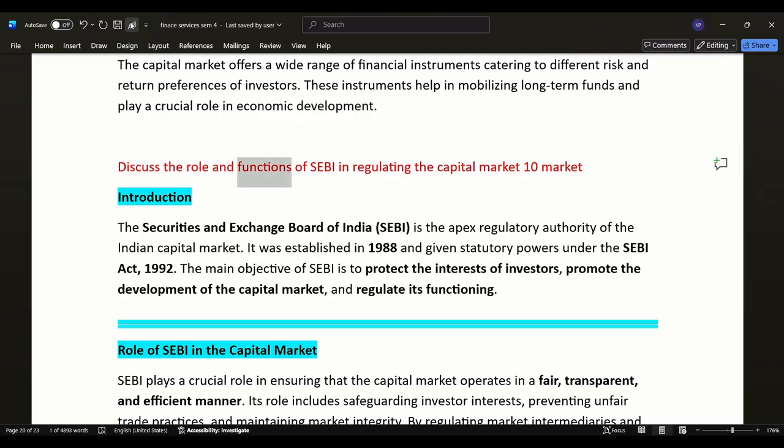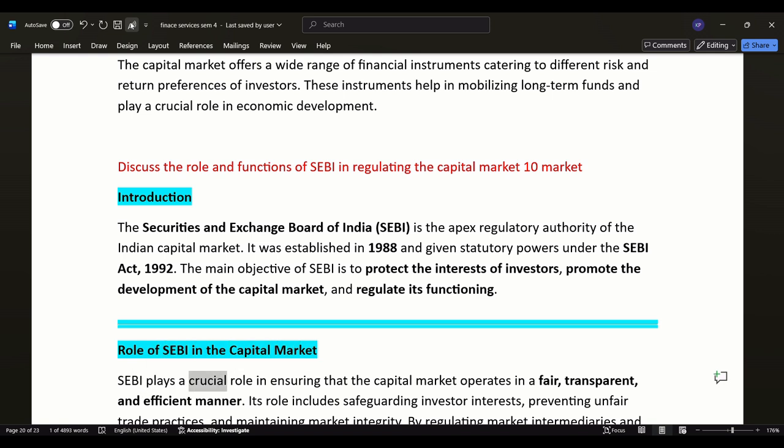Discuss the role and functions of SEBI in regulating the capital market. Introduction. The Securities and Exchange Board of India, SEBI, is the apex regulatory authority of the Indian capital market. It was established in 1988 and given statutory powers under the SEBI Act, 1992. The main objective of SEBI is to protect the interests of investors, promote the development of the capital market, and regulate its functioning.